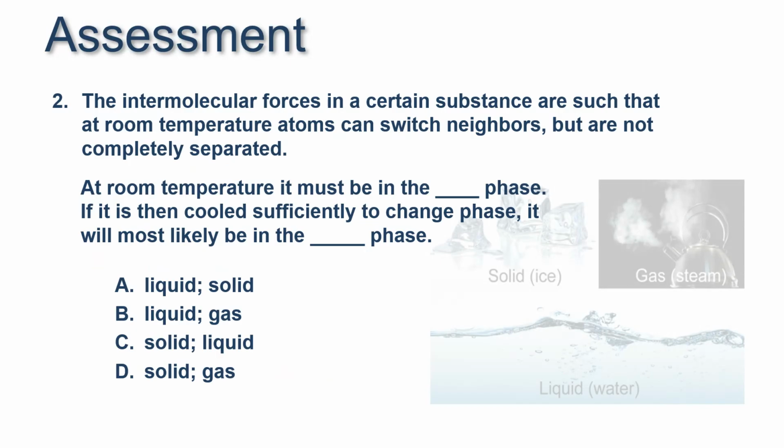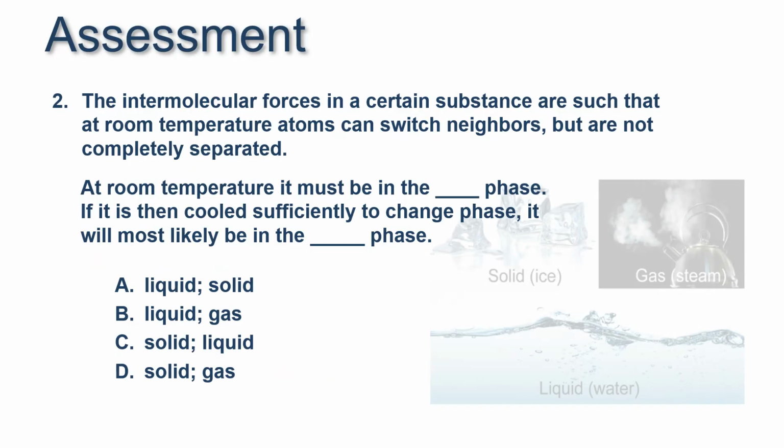You don't have to write this one down. This was kind of common sense. I'll just read it and you guess what it is. It says, intermolecular forces in a certain substance are such that at room temperature atoms can switch neighbors, but are not completely separated. Completely separated would be what? Gas. Some of you guys went. What about switching neighbors? What would that be? That would be a liquid.